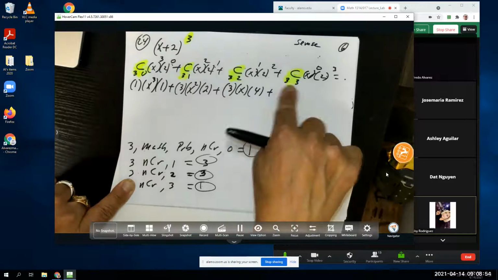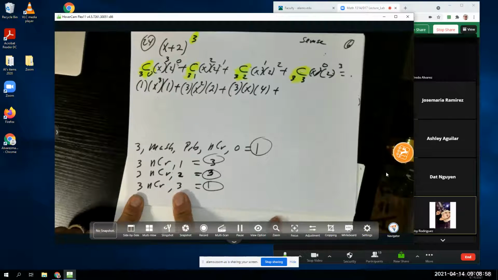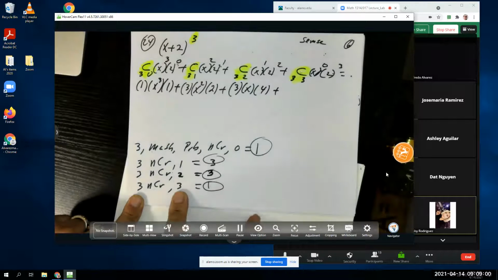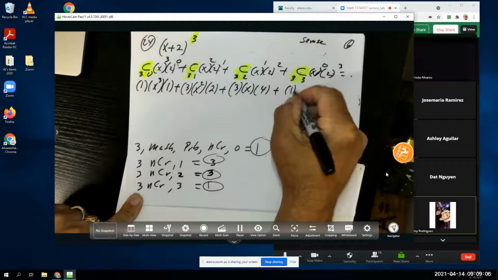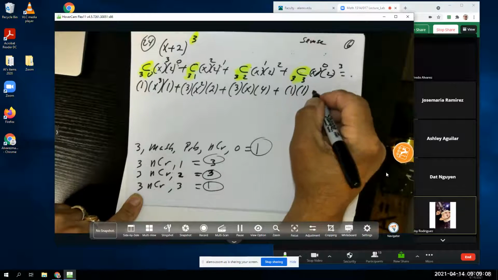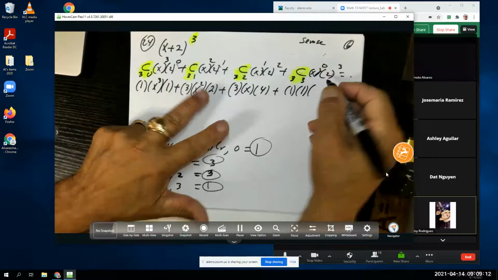Next one. 3 NCR 3, right here, where my fingers are. 3 NCR 3, 3 combination of 3. What do you think that is? 1. So I'll put a 1 here. And any number to the 0 is still 1. And 2 to the 3 power means 2 times 2 is 4 times 2 is 8.